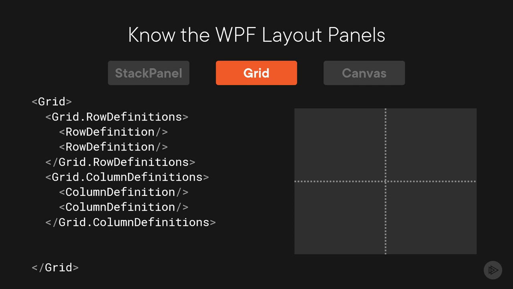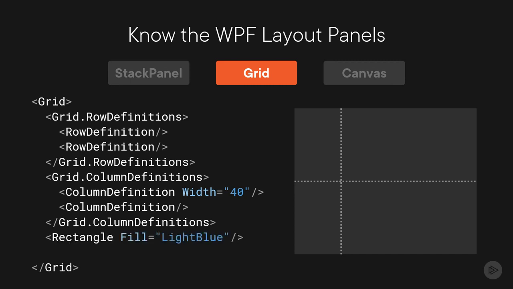Now let's look a bit more detailed at the row and column definitions. A row definition has a height property and a column definition has a width property. We haven't set those properties, which means, for example, that the two columns have exactly the same width. Let's set, for example, the width property of the first column definition to 40 pixels, and this changes the grid to this.